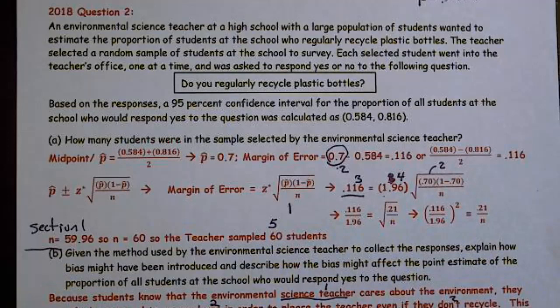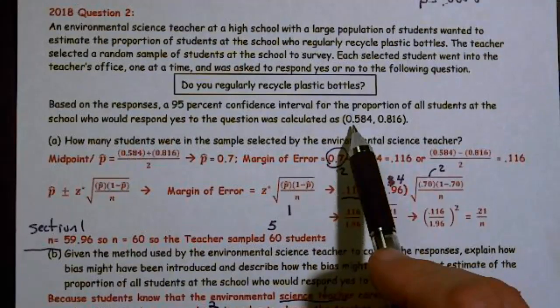An environmental science teacher at a high school with a large population of students wanted to estimate the proportion of students at the school who regularly recycle plastic bottles. The teacher selected a random sample of students at the school to survey. Each selected student went into the teacher's office one at a time and was asked to respond yes or no to the following question: do you regularly recycle plastic bottles? Based on the responses, a 95% confidence interval for the proportion of all students at the school who would respond yes to the question was calculated. And this was the interval.